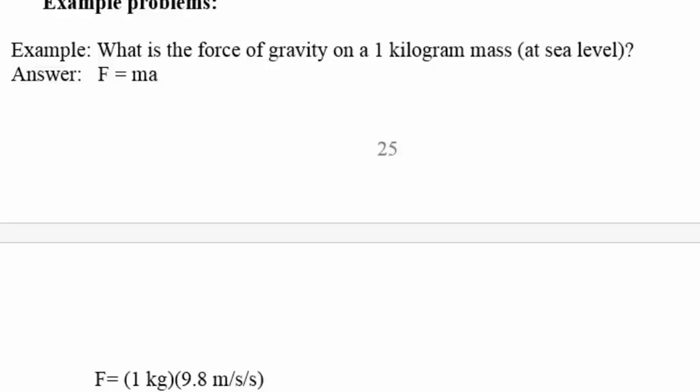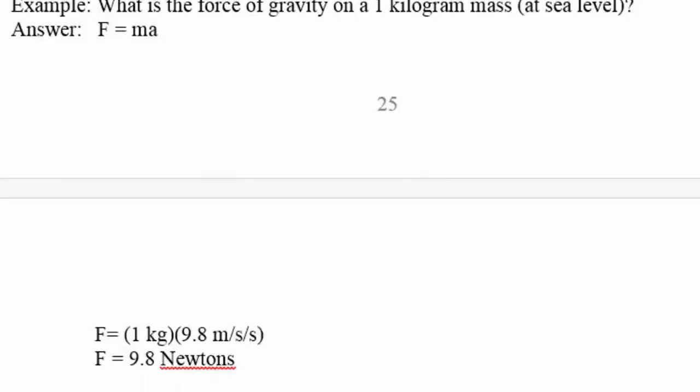So hopefully it's clear now the difference between weight and mass. Mass is not a force, weight is a force. Weight is the force due to gravity. It's the force by which the Earth's gravity pulls you down, the force of attraction between you and the Earth.